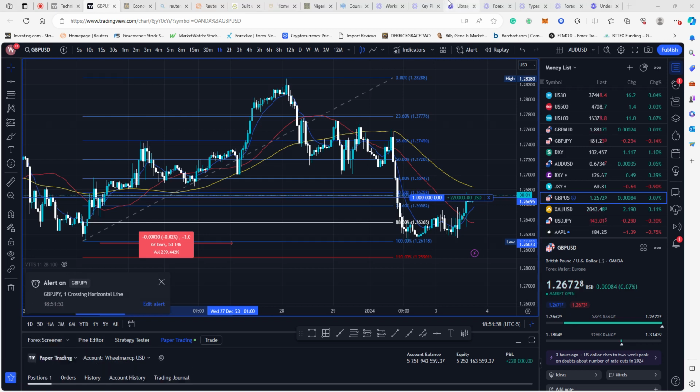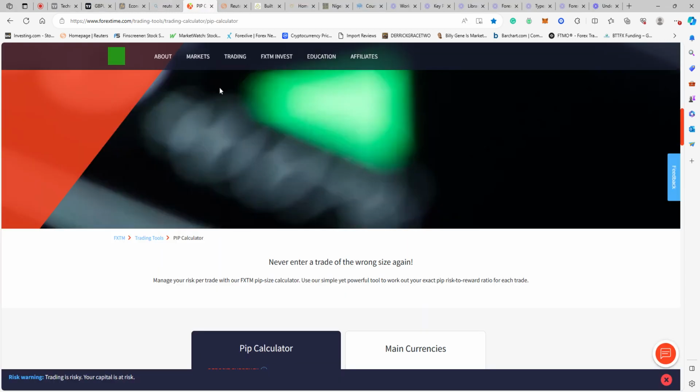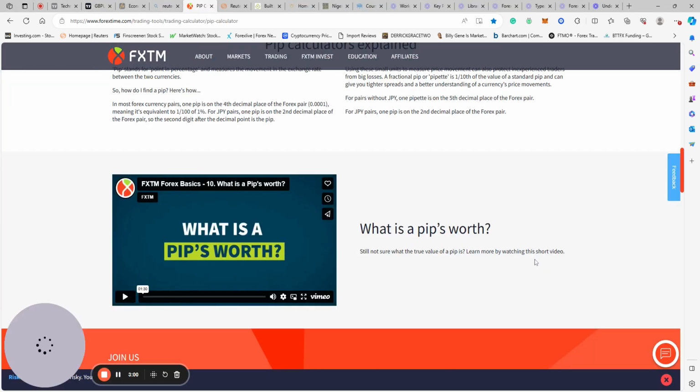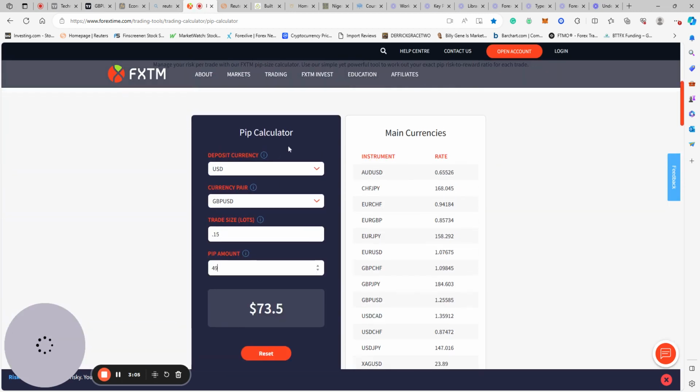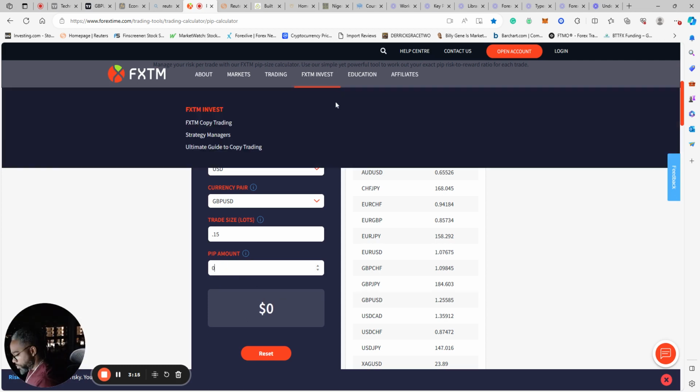So I like to use this calculator right here, which is known as a Forex pip calculator. So basically, if I'm trading the British pound, US dollar, I don't want to go past 20 pips. So I'll put in 20 pips here.